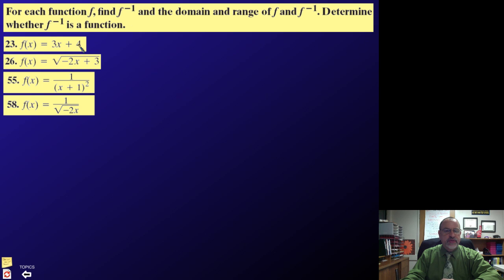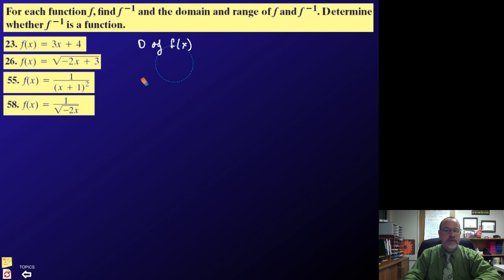Let's take a look at number 23 here. The original function is 3x plus 4, so let's determine the domain and the range of the original function. The domain of f of x, which is the original function, there is no division.